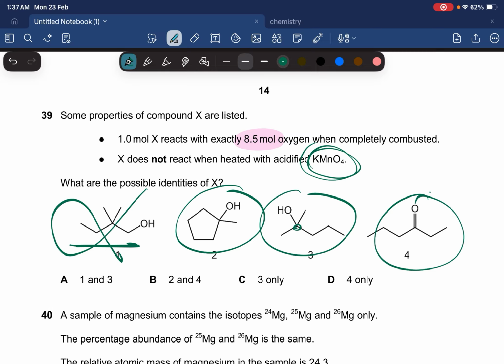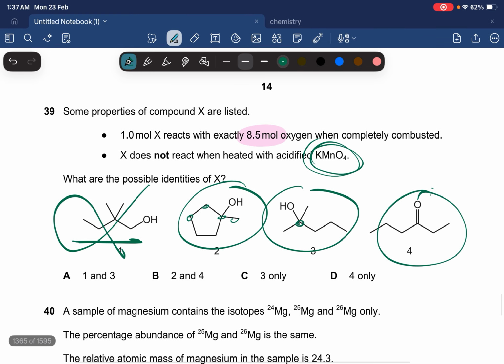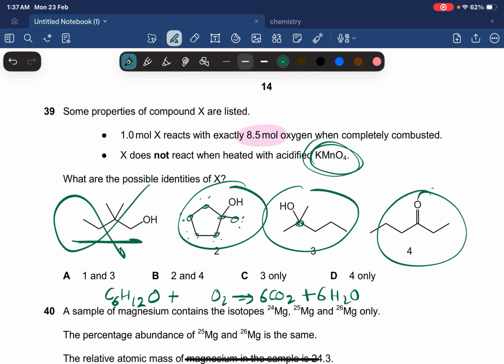So now we have to write their equations and balance them out. 1, 2, 3, 4, 5, 6 carbons. C6H is going to be 1, 2, 3, 4, 5, 6, 7, 8, 9, 10, 11, 12. C6H12O plus oxygen is going to give me 6 carbon dioxide plus 6 waters. Now balancing, I get 12 plus 6 which is 18, minus 1 oxygen here, so 8.5. Tick. 2 is going to be correct.